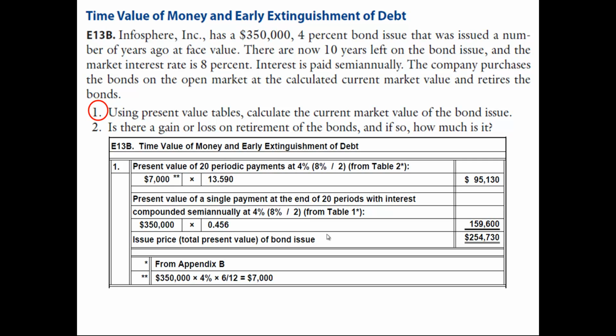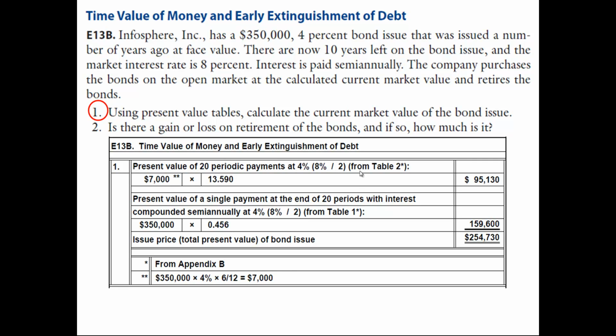We have to find the present value of the interest payments as well as the present value of a single payment, the lump sum payment when they get paid back. So we have 20 periodic payments because there's 10 years left and it pays semi-annually. We go to table 2 when we're calculating interest, and first we calculate our interest down here. We have $350,000 as the bond issue times the 4% times 6/12, which is $7,000.